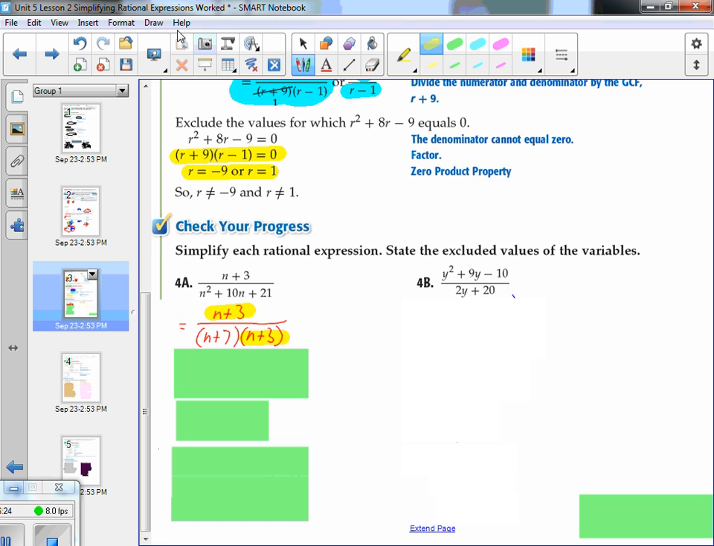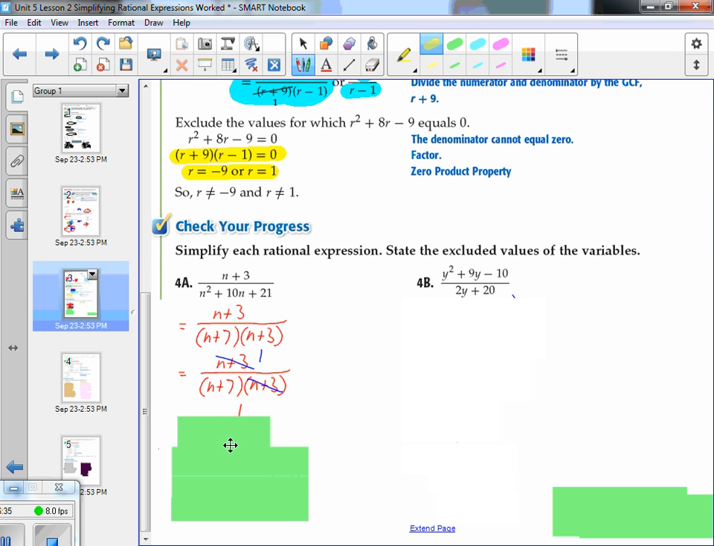All right. And then what are we going to do next? Well, n plus 3 divided by n plus 3 gives you a 1 both places. So what's left in our numerator? Just 1. What's left in our denominator? N plus 7.